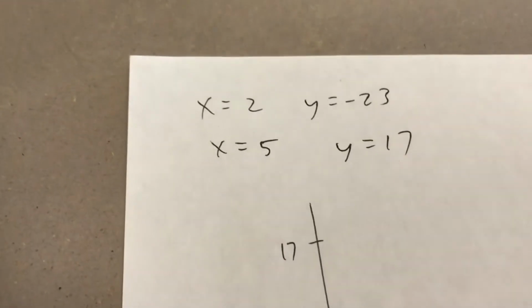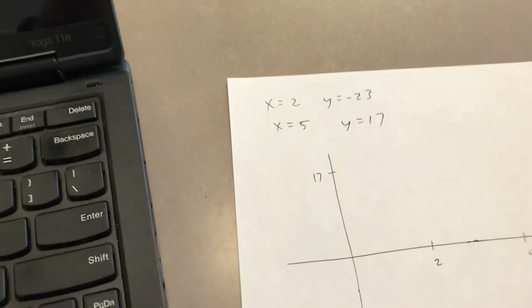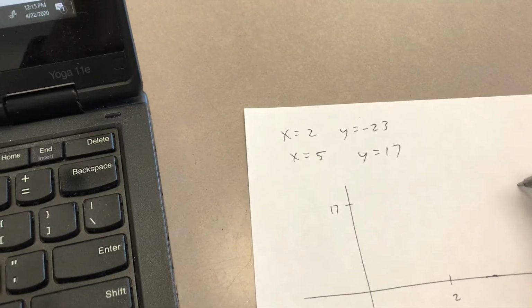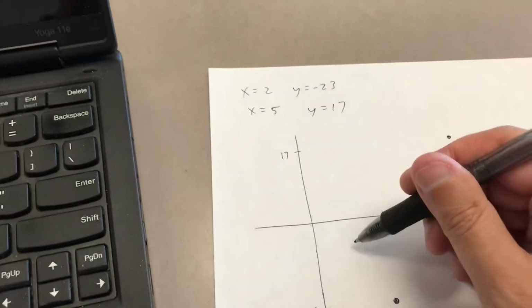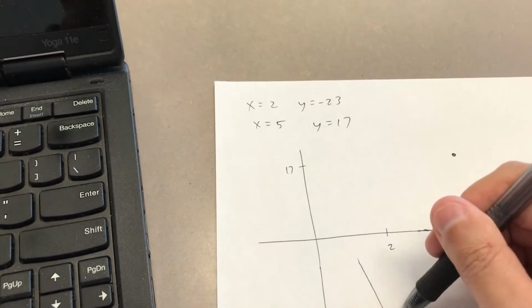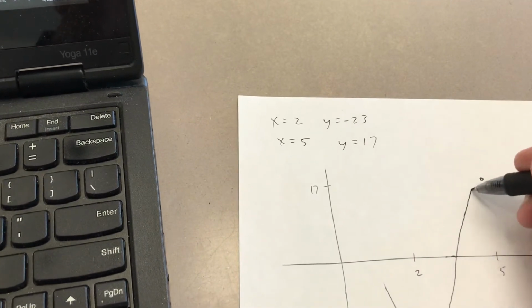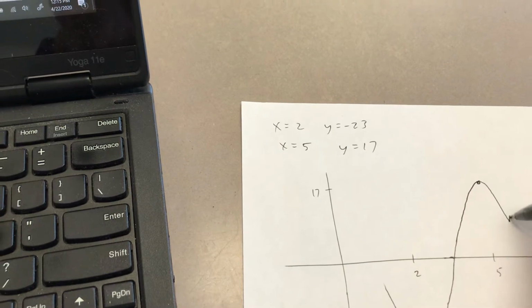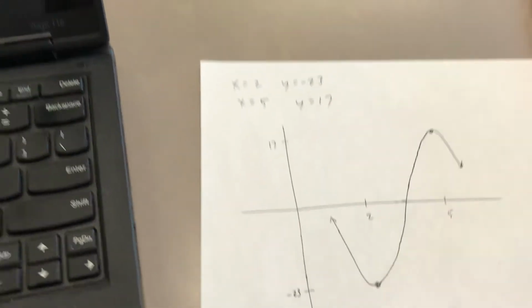So we know at t equals 2, she's at negative 23, so I'm going to plot that point here on my graph. We're starting out down here. When t is equal to 5, y is equal to 17. And that's going to be this point right here. And so you should be able to basically draw a curve through here. They told you this is going to be a sinusoidal relationship, or at least we're going to have to assume it is. And so we're getting a curve that looks maybe something kind of like that. Okay, so a couple of things here.